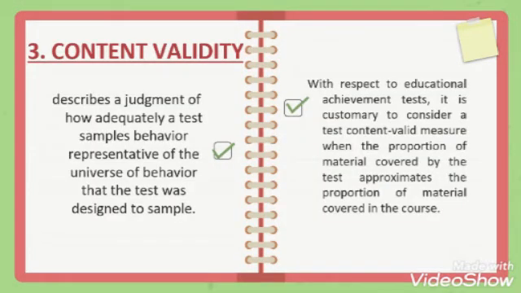Next is content validity. This describes a judgment of how adequately a test samples behavior representative of the universe of behavior that the test was designed to sample. This is how well a test measures the behavior it is intended to measure. Suppose a teacher is going to test the mathematical ability of her students. So, the domains of the test items must include statistics, algebra, algorithms, geometry, and other branches of mathematics. Now, with respect to educational achievement tests, it is customary to consider a test a content valid measure when the proportion of material covered by the test approximates the proportion of material covered in the course.